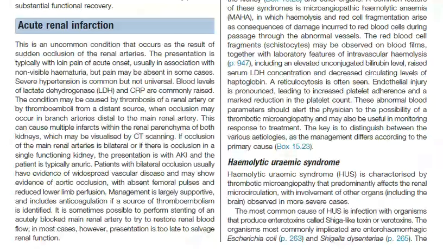Patients with bilateral occlusion usually have evidence of widespread vascular disease and may show evidence of aortic occlusion, with absent femoral pulses and reduced lower limb perfusion. Management is largely supportive and includes anticoagulation if a source of thromboembolism is identified. It is sometimes possible to perform stenting of an acutely blocked main renal artery to try to restore renal blood flow. In most cases, however, presentation is too late to salvage renal function.